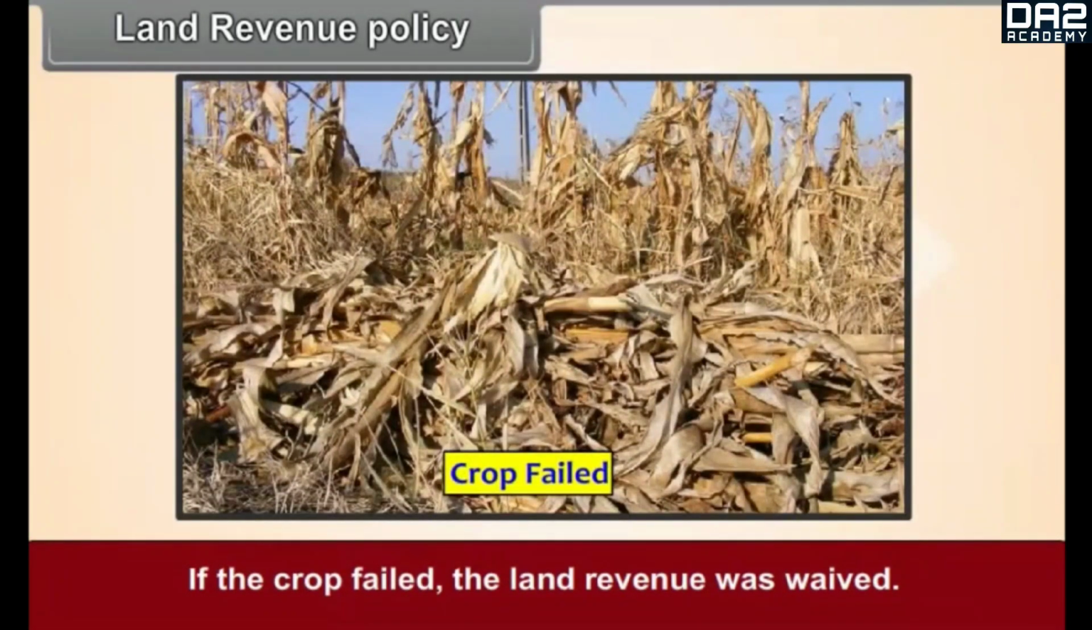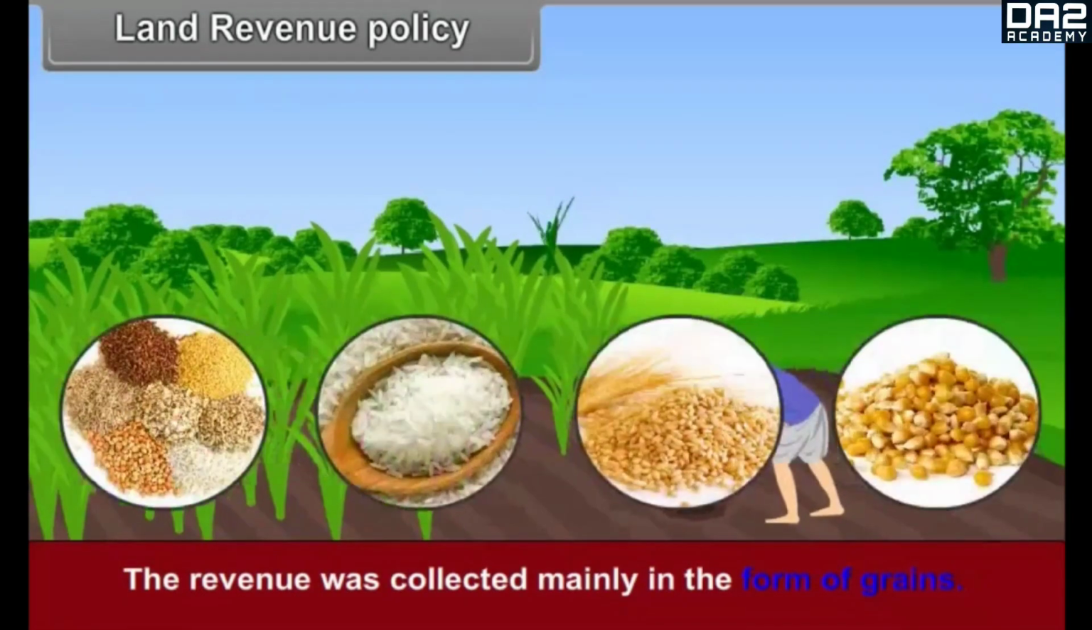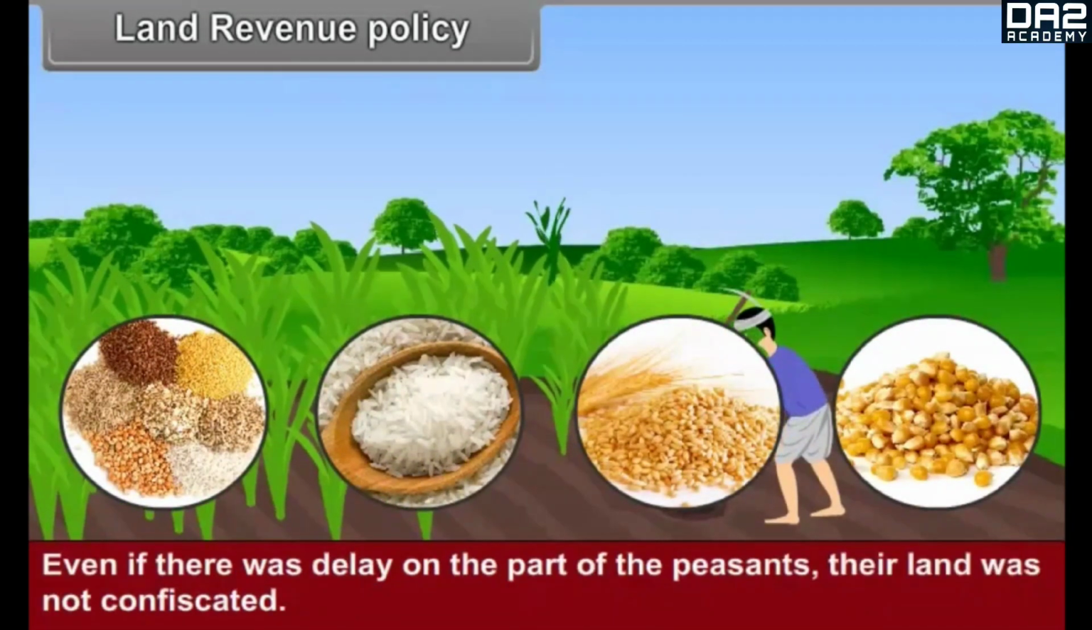If the crop failed, the land revenue was waived. The revenue was collected mainly in the form of grains. Even if there was a delay on the part of the peasants, their land was not confiscated.